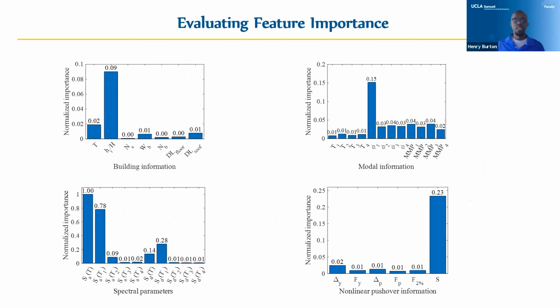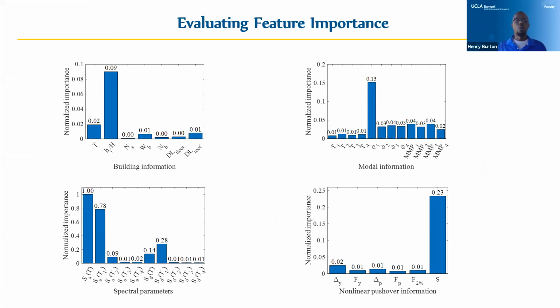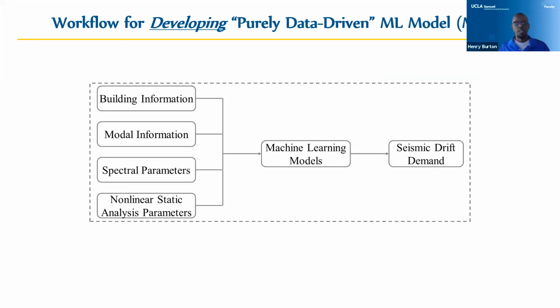So one of the things that we did is we started with a large set of features, I believe 35 features. But we wanted to understand which of the features were more important. So we computed what's called an importance score. In the interest of time, I'm not going to get into the details of it. But basically we saw that things like the height ratio, the first mode period, and some of the first and second mode spectral parameters were some of the more important features.